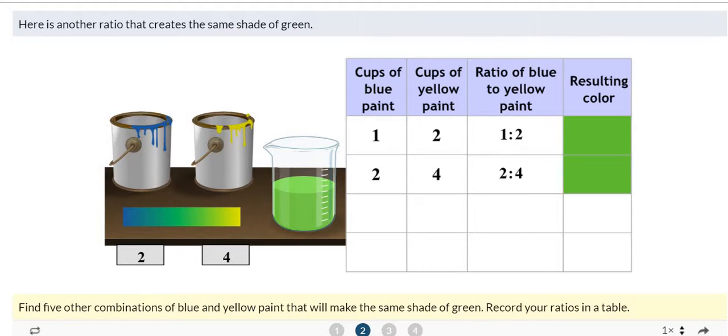Kennedy, what you got? 5 cups of blue paint, 10 cups of yellow paint, the ratio is 5 to 10. Does 5 to 10 reduce down to 1 to 2? Yes. Ethan, what you got? 6 to 12. Does that reduce down? Yes. 7 to 14. Does that reduce down? Yes. Okay, so there are lots of them.